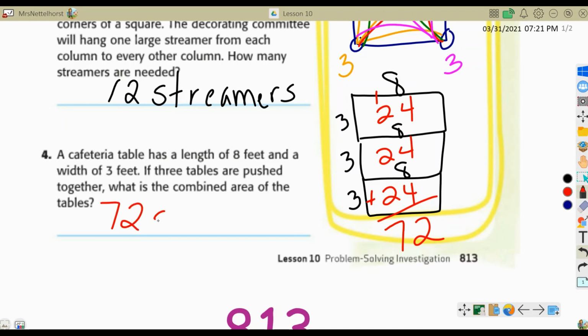So remember, area is measured in square, and then the measurement, which is feet. 72 square feet. There you go. Get all that done and turn it in, and you're good to go.